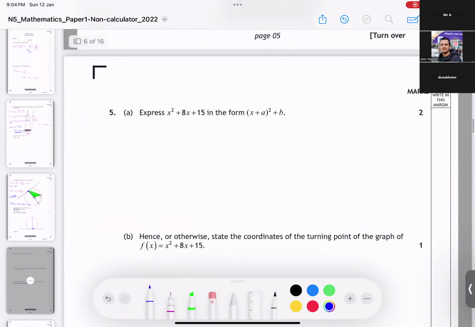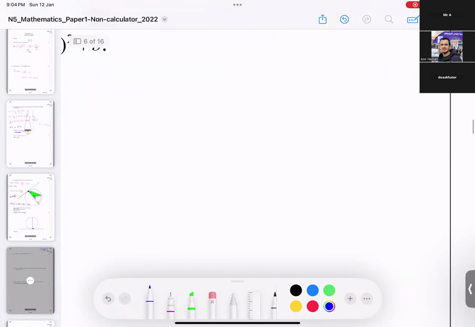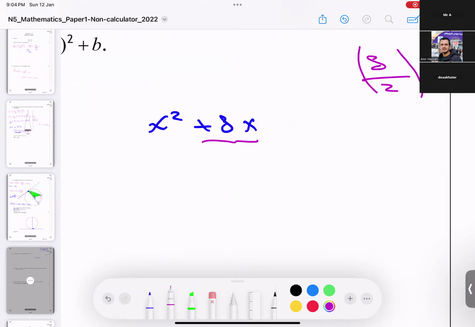So, where's the middle? Remember, the rule tells us middle divided by 2, then squared, right? For example, if you have x squared plus 8x, I need to write it in vertex form. So I need to get the middle. Where's the middle? 8x. So it's 4. Divided by 2, right?